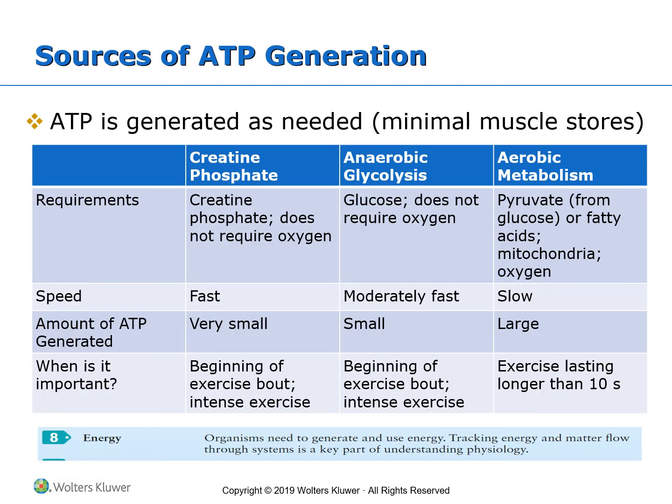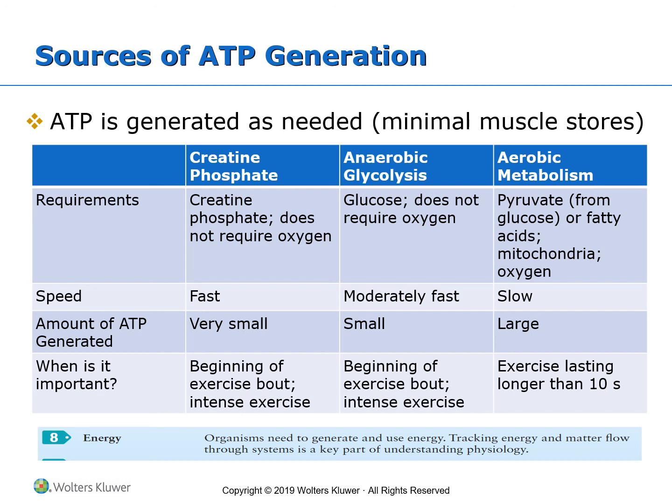So this is a table that will summarize your sources of ATP. And you can see that if the muscle is using anaerobic glycolysis, we can use glucose without oxygen. The speed of producing energy is quite fast with small amounts of ATP generated, and it happens in what is usually called an intense exercise.